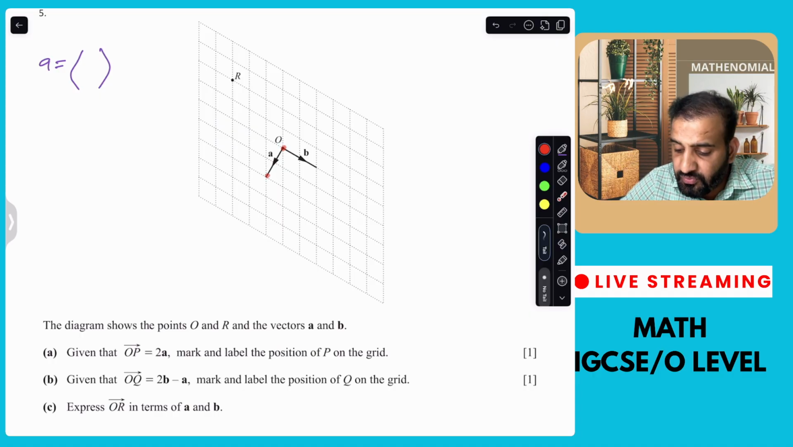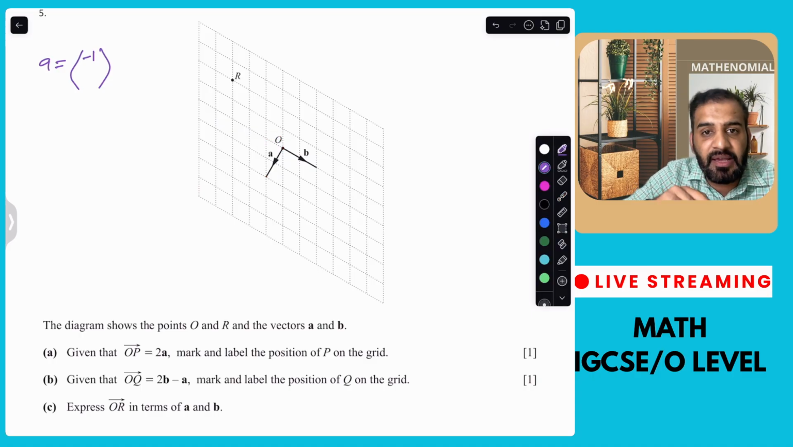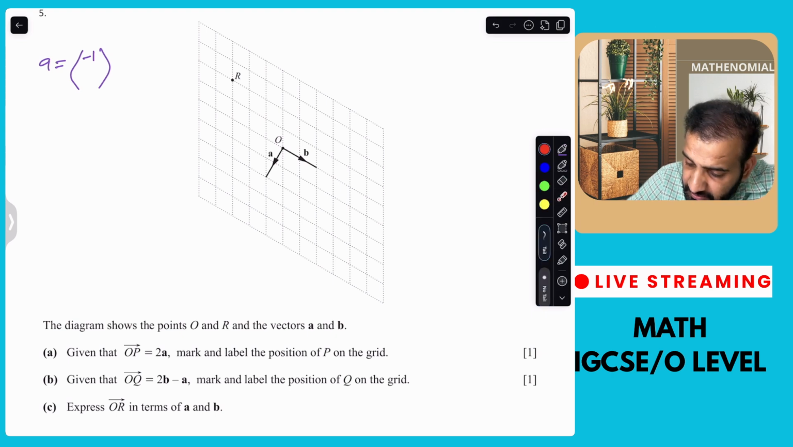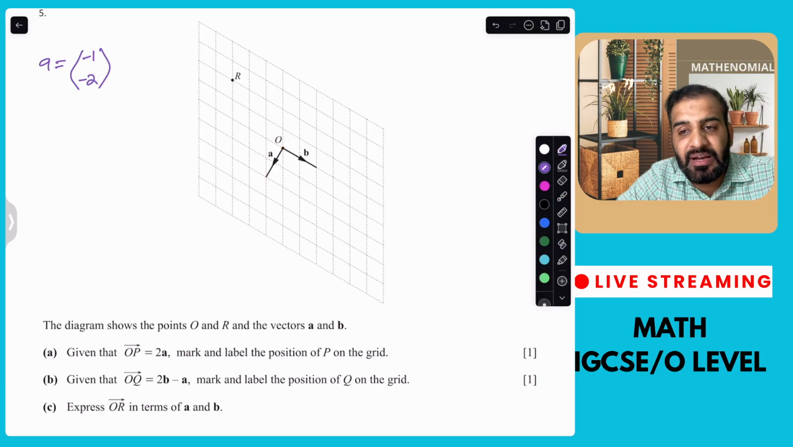So you have to come from the starting point to the ending point. So you have to move 1 unit to the left. So it means you have moved 1 unit to the left. So it is -1, and then 2 units down, 1, 2. So it means -1, -2. This is the vector.